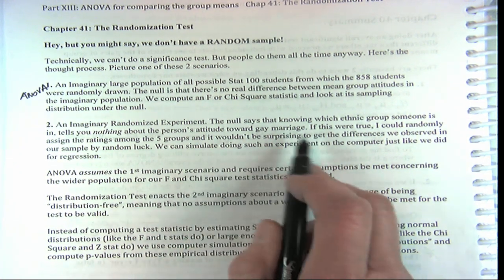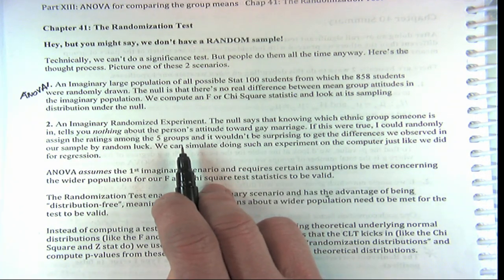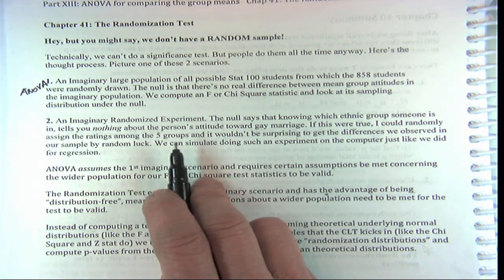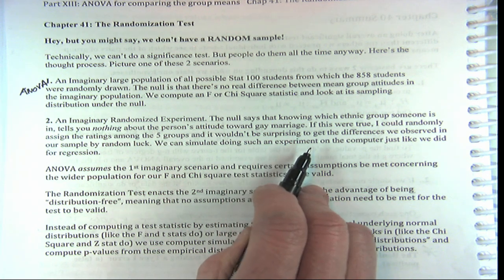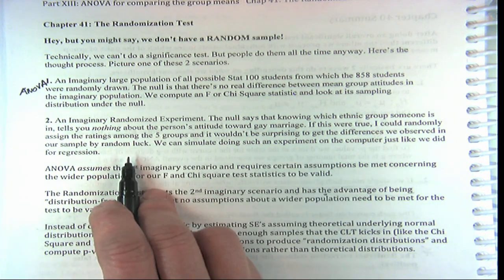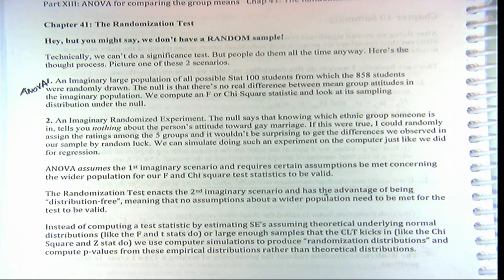We know that. So if this were true, I could randomly assign everybody's ratings, all 858 ratings, and randomly distribute them among the 5 groups. And it wouldn't be surprising at all to get the differences that we get in our sample just by random luck. So if I just shook up all 858 ratings, paying no attention to ethnicity, and then randomly divided them into 5 groups, how likely would it be to see these kind of differences?